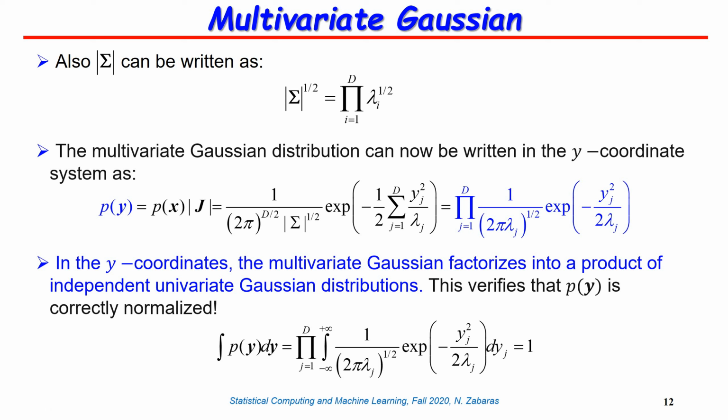So by moving to y coordinates, we have been able to uncouple, if you like, this multivariate Gaussian and factorize it into a product of d independent univariate Gaussian distributions. Okay, so a very simple transformation leads us to a product of d independent univariate Gaussian PDFs.